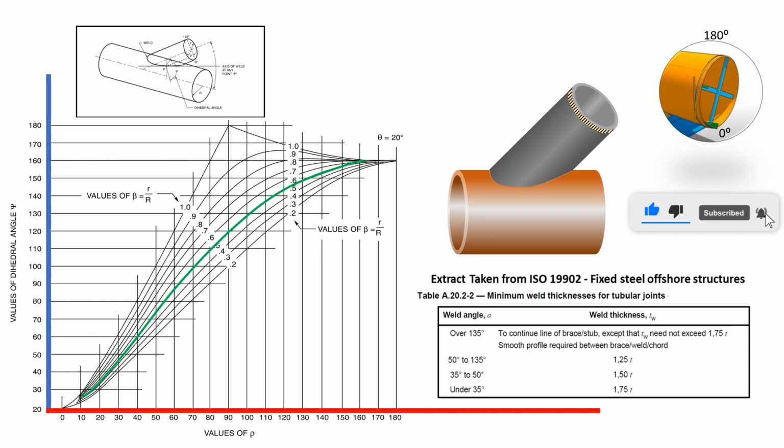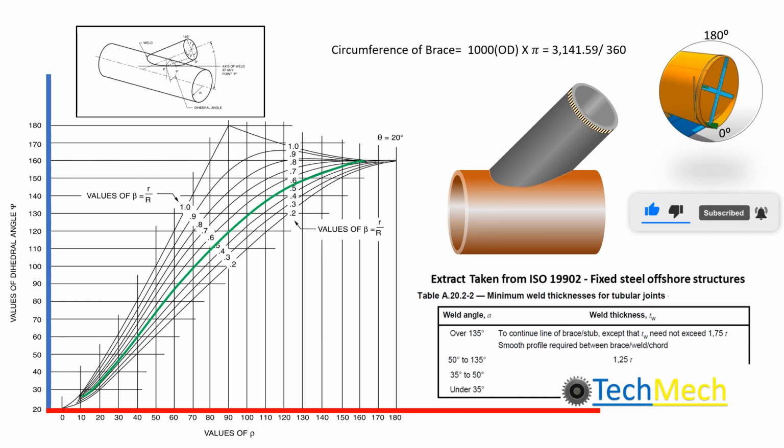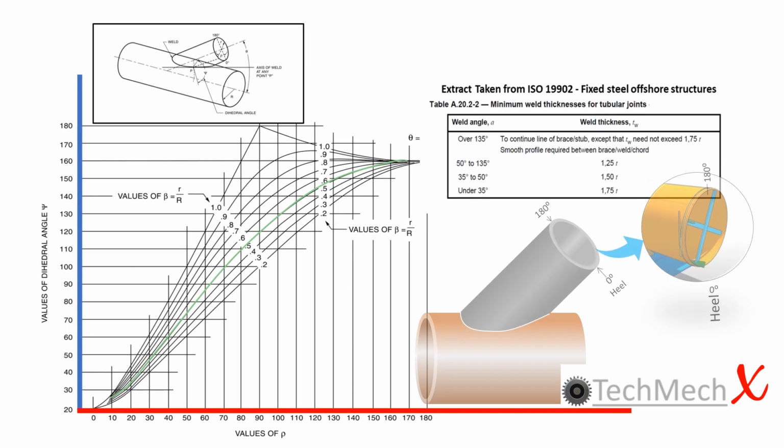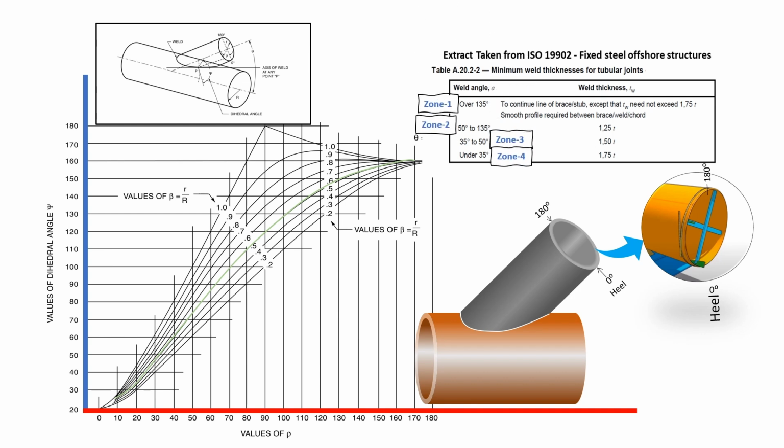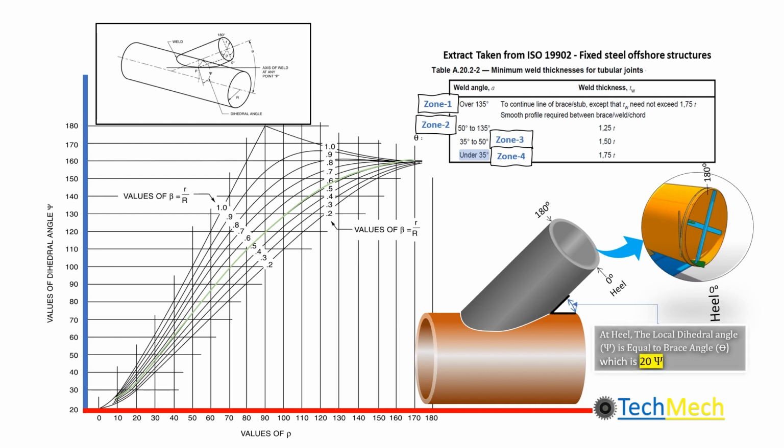Measure the circumference of the stub, and divide the resulting circumference by 360 to obtain the 1 degree value. The local dihedral angle range of 35 degrees downward will fall into zone 4. Now that we know the brace angle and the dihedral angle are equal at the heel area, let's find the related brace parameter angle division for the 35 degree dihedral angle.